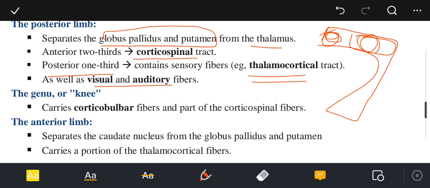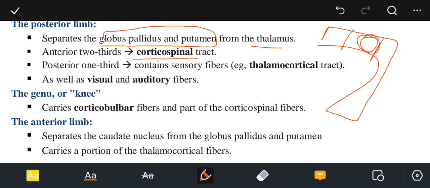The genu. So if I draw it like this, the anterior two-third is for the corticospinal tracts, posterior one-third is for the sensory fibers. This bend is called the genu. The genu carries the corticobulbar fibers as part of the corticospinal fibers.